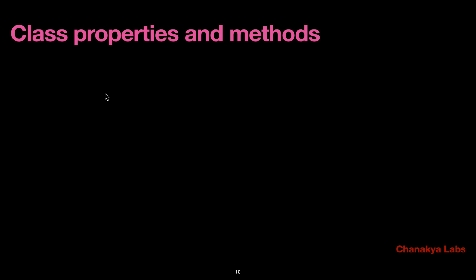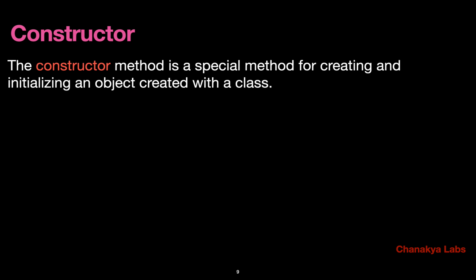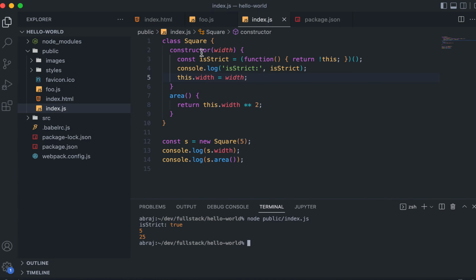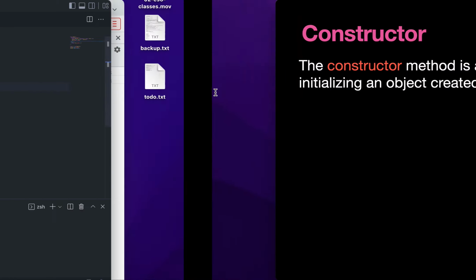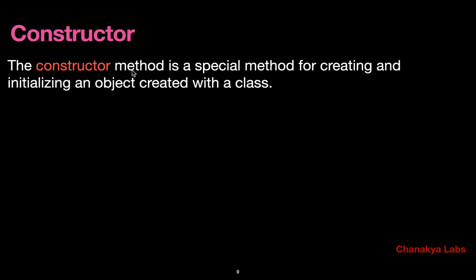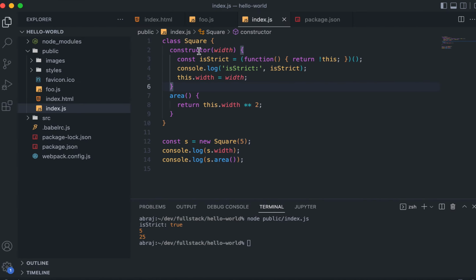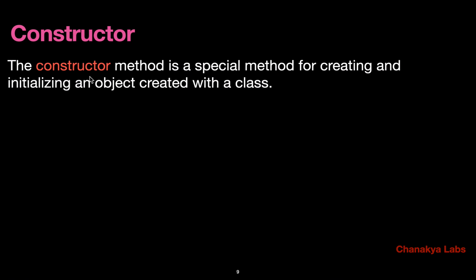So we had something like this. For example, let's say there is a class. Inside that we had something like this, which we called a constructor. Now what is a constructor? A constructor is a special method. As you can see, this is a method, but it is a special method and the name should always be constructor. Okay, and it is a special method for creating and initializing an object created with a class.